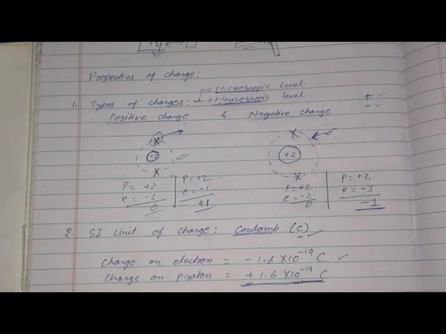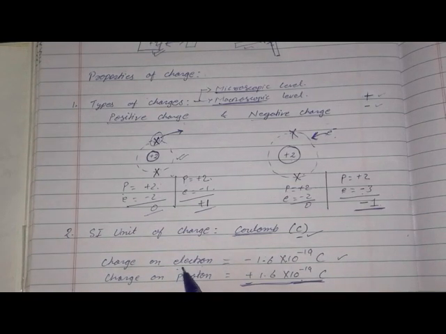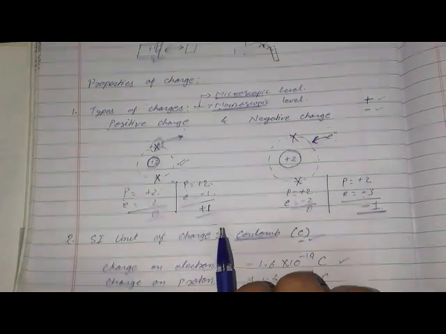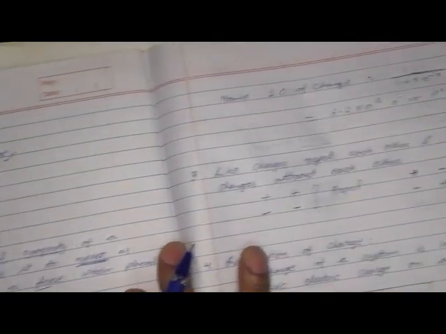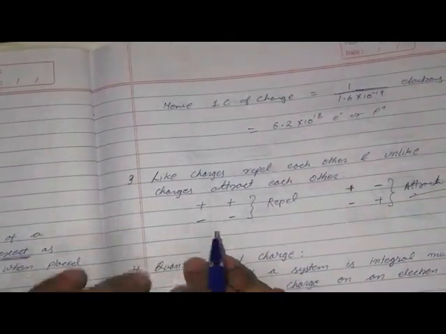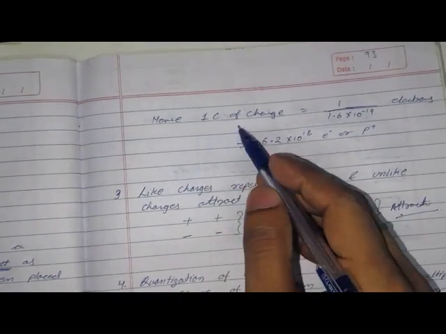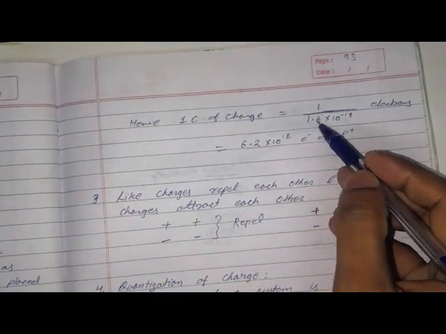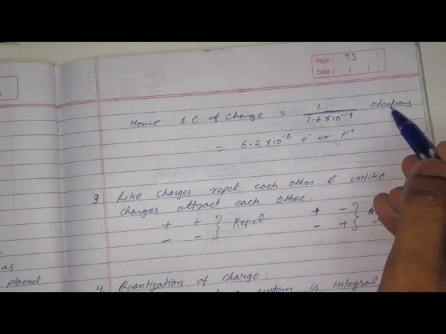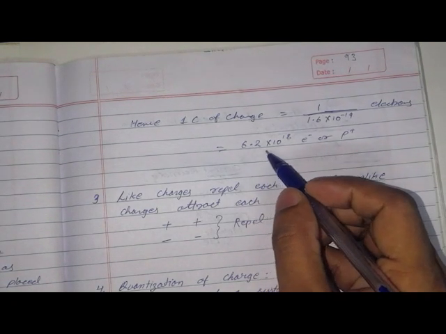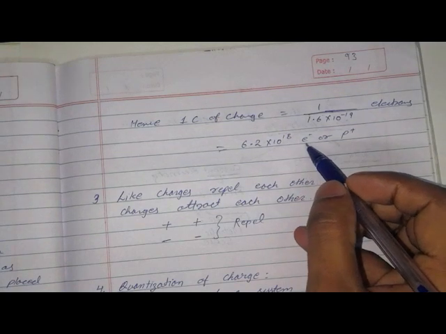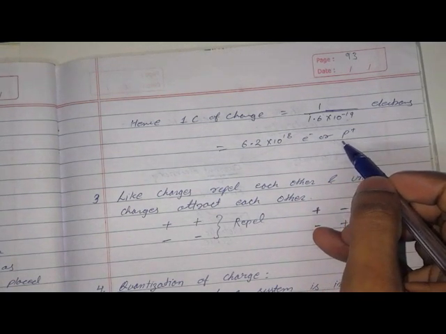Now you want to know how many electrons or protons there will be in 1 Coulomb of charge. That is also very simple. You can calculate it just by placing this 1.6 downside. You will get the number of electrons. So 1 Coulomb of charge will be equal to 1 upon 1.6 into 10 to the power minus 19 electrons, and this becomes 6.2 into 10 to the power 18 electrons, or similarly you can call it protons.